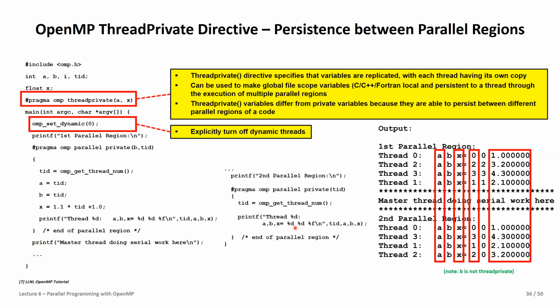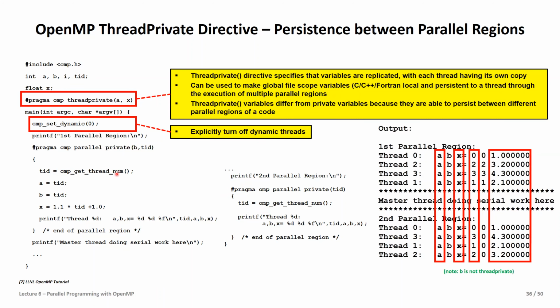Now let's do this in the second parallel region, and you notice we don't assign anything. So A, B, and X are not reassigned, but we print them out here to understand what the difference between thread private and private means. So let's see a little bit now the output, how that would be running.